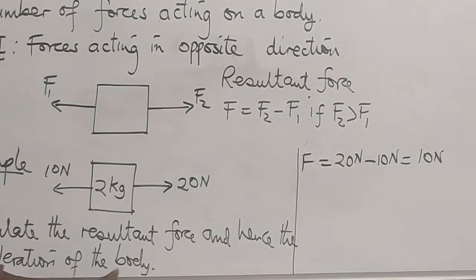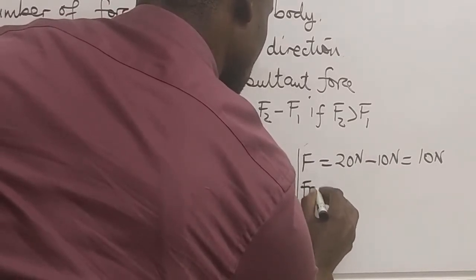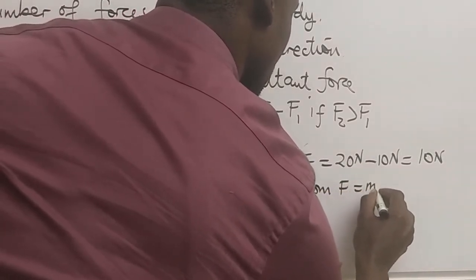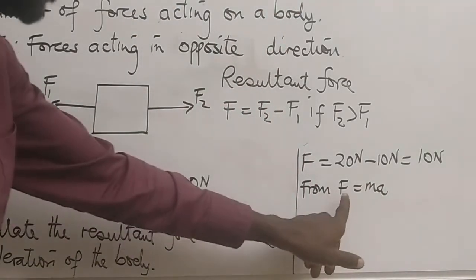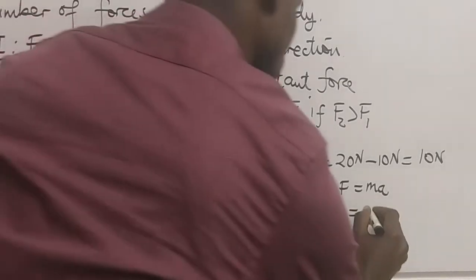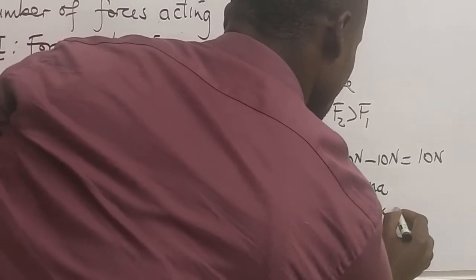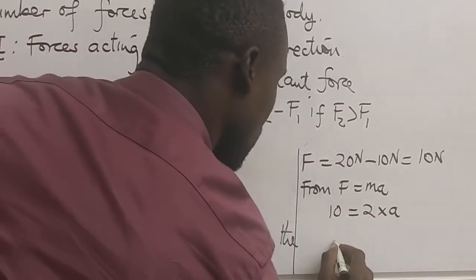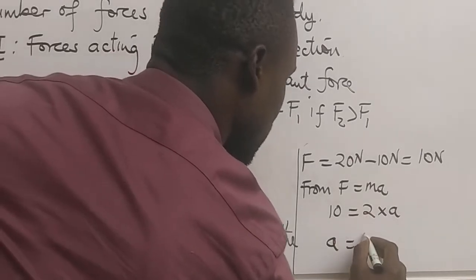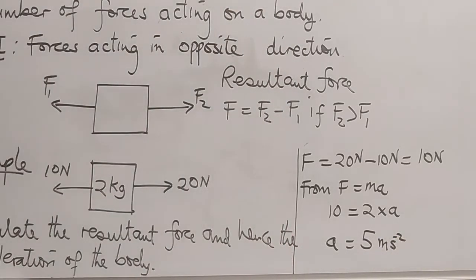Very good. Now, how do we get the acceleration of the body? You remember that from Newton's second law of motion, F is equal to ma. F is the resultant force, which is 10, should be equal to the mass times a. The mass is given as 2 kilograms. The mass should be in kilograms. If it's given in grams, you convert to kilograms by dividing by 1000. So, dividing through, our acceleration is going to be 10 over 2, which is 5 meters per second squared. You can even choose to write 5 newtons per kilogram.